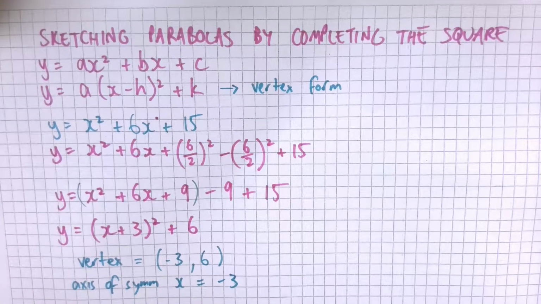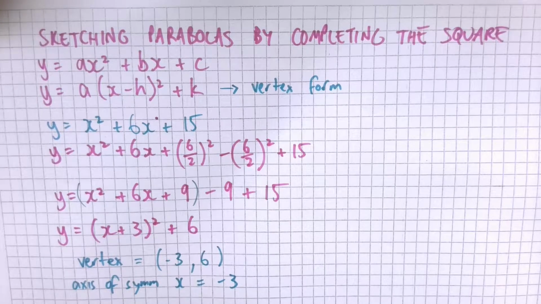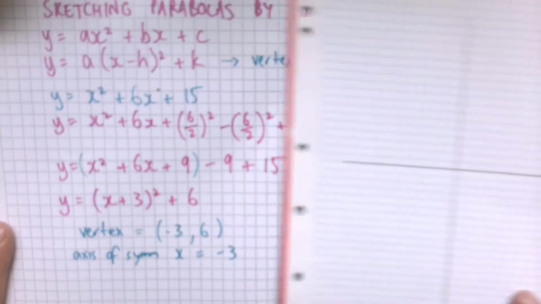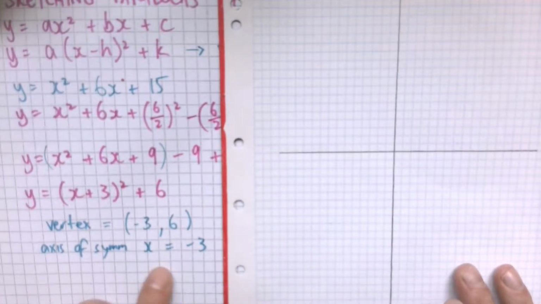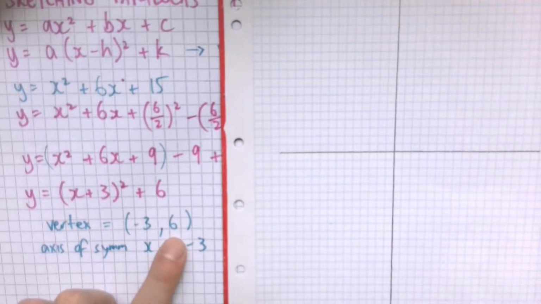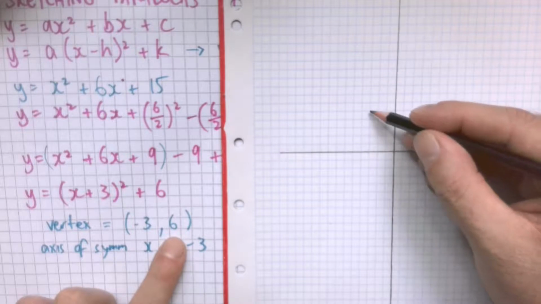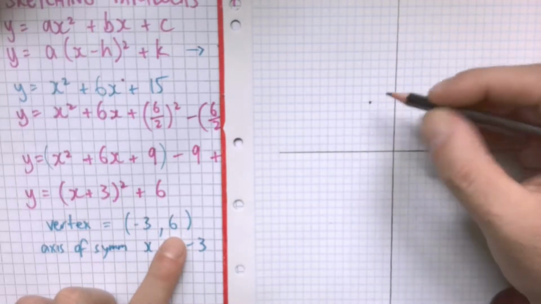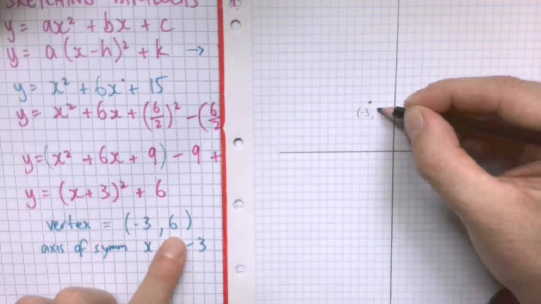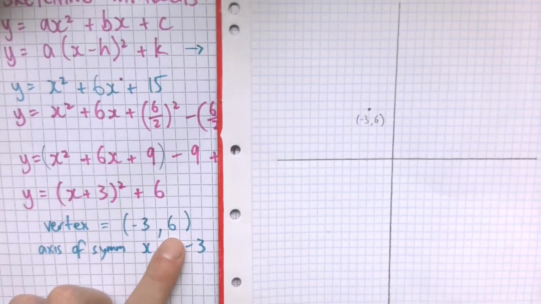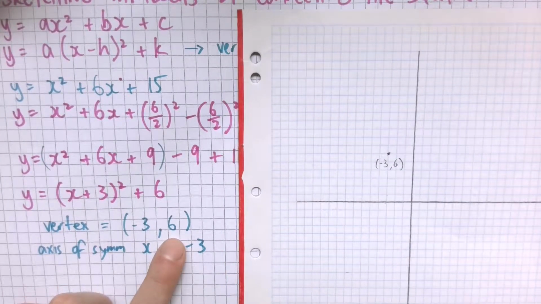If I was going to plot that parabola, I've got a Cartesian plane drawn up here. We need to look at the point (minus 3, positive 6) as our vertex. So minus 3: 1, 2, 3, and positive 6: 1, 2, 3, 4, 5, 6 is here. That's our starting point for our parabola.